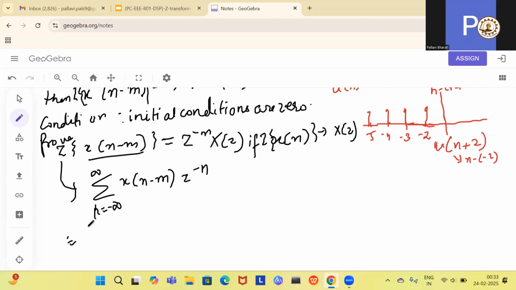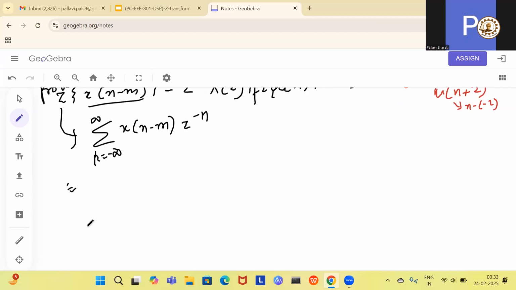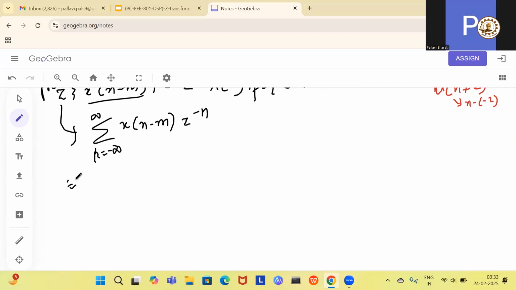After that, see what we are going to do over here is that we will take, let n minus m be equal to p. So n will be equal to what? m plus p. Now, if you write the first equation, this n is written in terms of m plus p.